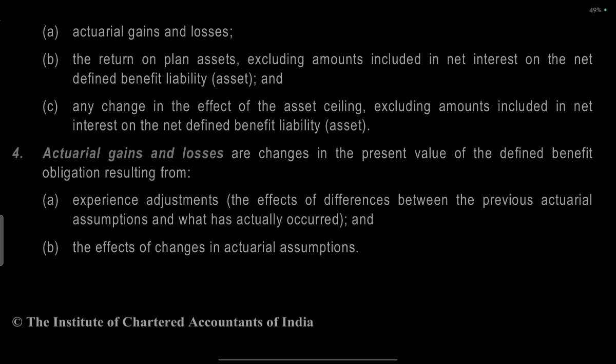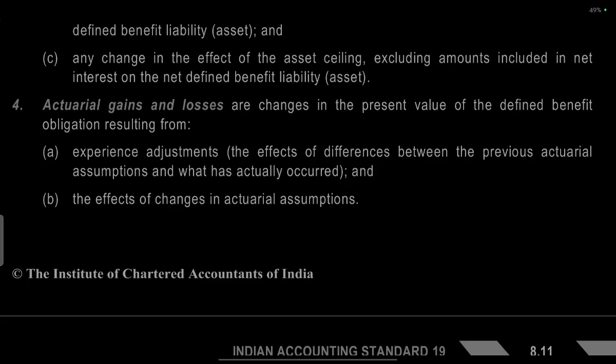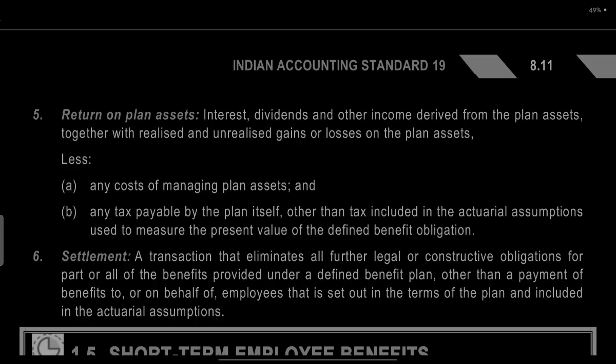Actuarial gain or loss: changes in the present value of the defined benefit obligation from the experience adjustments, which are the effect of differences between the previous actuarial assumptions and what has actually occurred, and the effect of changes in actuarial assumptions. The return on plan assets.